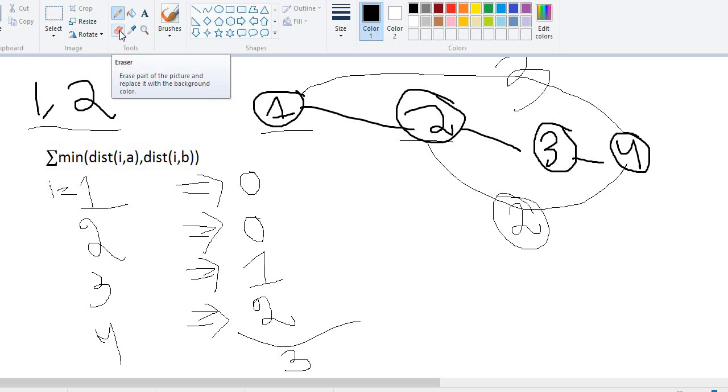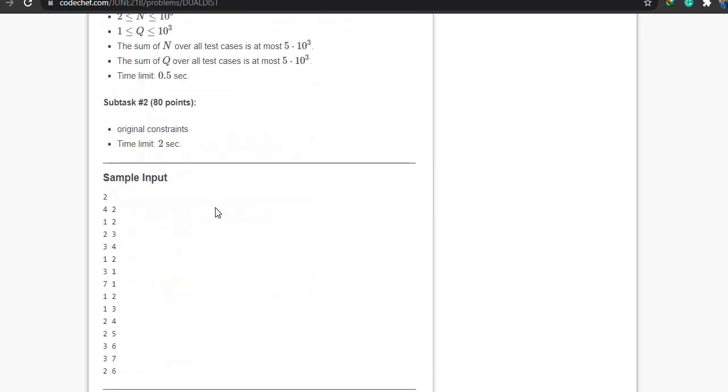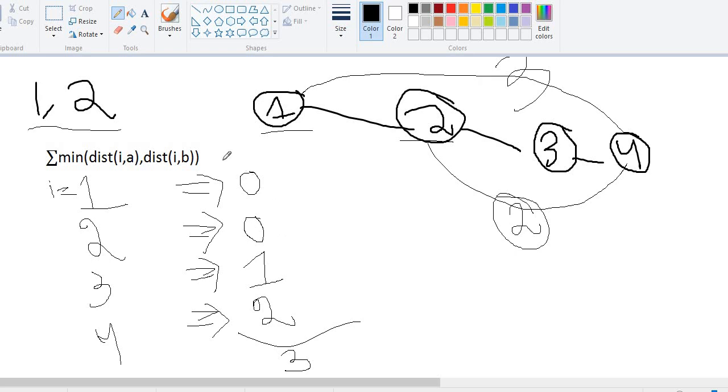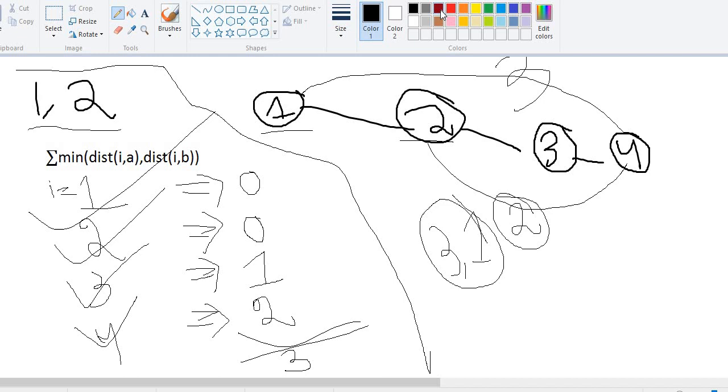So I think you got the question and now understand how to solve it. The other query is 3 1. If we solve for 3 1, we'll check like this: for 1, for 2, for 3, for 4, and after that we will sum. For 3 1, meaning A is 3 and B is 1: 1 comma 3 and 1 comma 1. Here 1 to 1 has no path, so the minimum will be 0.